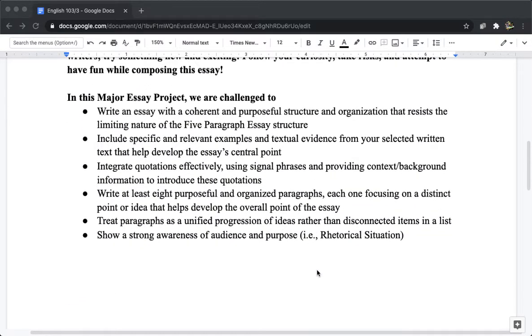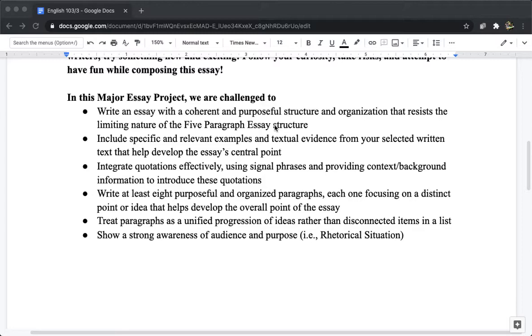Okay, so the challenges for this essay. In this major essay project, we are challenged to write an essay with a coherent and purposeful structure and organization that resists the limiting nature of the 5-paragraph essay structure. So this is something that we are striving to do in our first major essay projects. We are not writing a 5-paragraph essay. So if our essay is only 5 paragraphs and we're following that structure where we have our hook with the thesis in the intro paragraph, then our 3 supporting body paragraphs, and then just summarizing it all in the conclusion, then we are falling into that trap of the 5-paragraph essay.